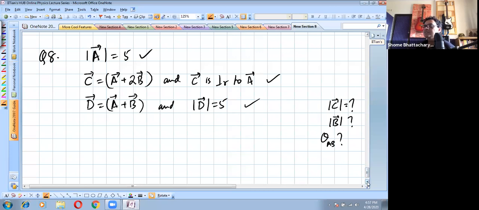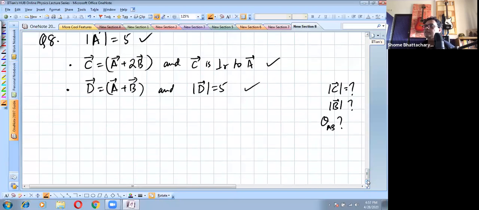Okay. So here I'm sort of getting a hint that because I have a 90-degree angle involved in the triangle C, which is A plus 2B, and because I have an isosceles triangle involved in the triangle D, which is A plus B, I might have a benefit of using the geometrical method. So let's see if that works out for us. Okay. So let's go with the geometrical method first, where I assume that this is the vector A.